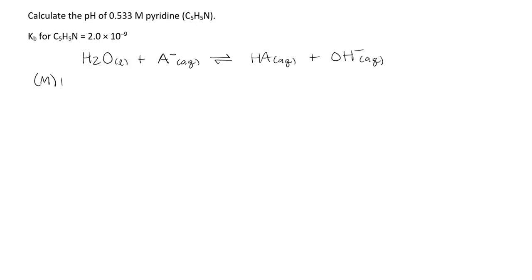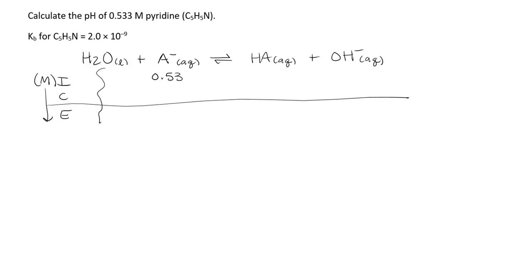This is a mice table, so our units are molarity. We're just going to cross out the water because it doesn't get incorporated into the mass action expression since it's a pure liquid. Filling in the values for our table, we have 0.533 for the weak base, 0 and 0 for the HA and OH minus. The change row is minus x, plus x, plus x. And so we have 0.533 minus x, x, and x.